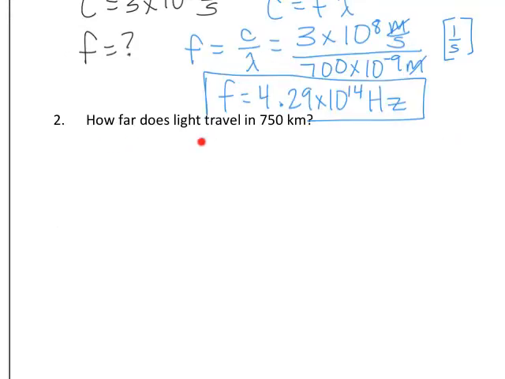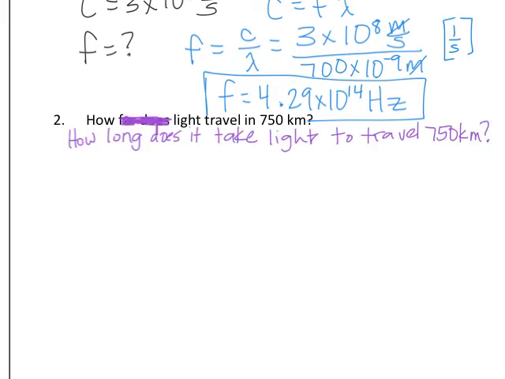Now for our second example, we're looking to see how far light travels in 750 kilometers. And let's just clarify that and say, how long does it take for light to travel 750 kilometers? So go ahead and take a moment and make that correction so this is a little bit clearer. So we are actually solving for a time. So our formula is going to look like this.